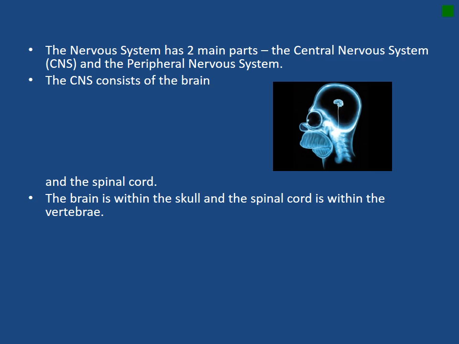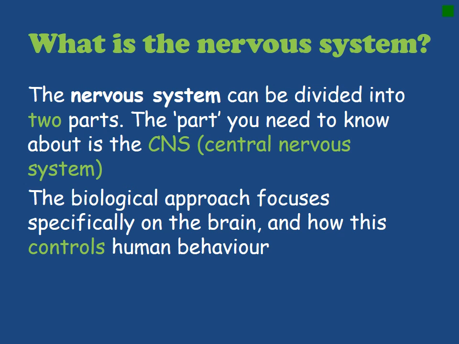Now, the central nervous system is one part of the nervous system and is made up of the brain and the spinal cord. Now, the biological approach focuses specifically on the brain and how this controls human behaviour.